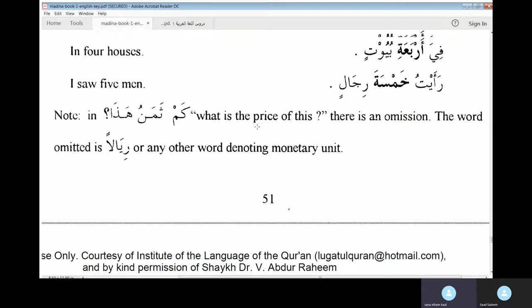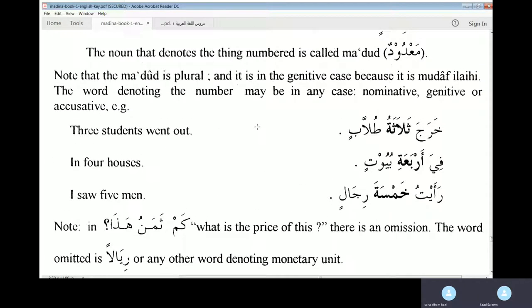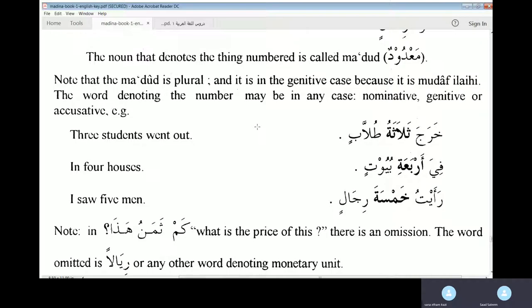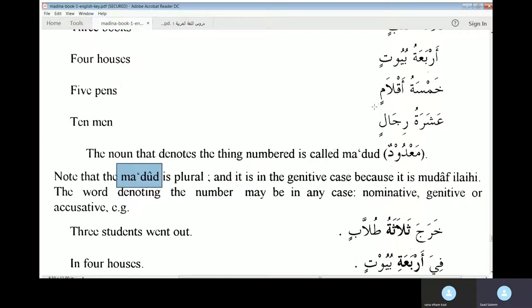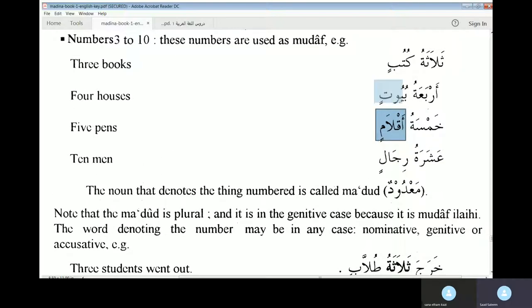I didn't understand this: madud is plural and it's in the genitive case, that means mudaf ilayh, right? What is madud? Madood, the thing that is counted, is called madood. Asharatu rijalin, here rijal is madood. Khamsatu aqlamin, here pens are madood. Arba'atu buyutin, buyut are madood. So the thing that is counted is called madood.